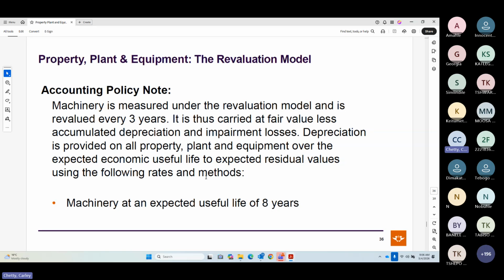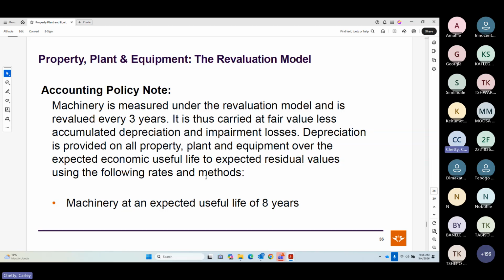So we need to have our accounting policy note. Often this information comes from the question. So we know from the question that the machinery is measured under the revaluation model and is revalued every 3 years. So it is carried at fair value less accumulated depreciation and impairment losses. Depreciation is provided on all property, plant, and equipment over the expected economic useful life to expected residual values using the following rates and methods. So machinery at an expected useful life of 8 years.